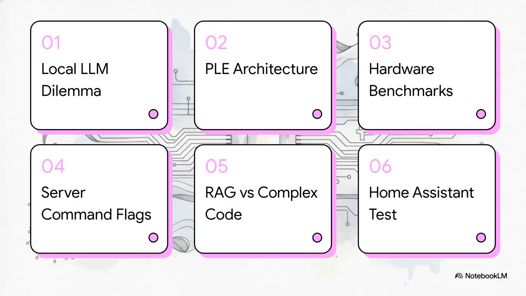So here is what is on the agenda for today. First up, 1. The local LLM dilemma. Then we'll cover 2. The PLE architecture advantage. 3. Hardware performance benchmarks. 4. Llama-server command flags. 5. RAG tasks versus complex coding. And finally, 6. The home assistant experience.